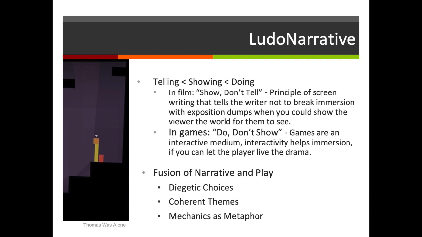Another way of trying to reconcile drama and agency is to use the medium itself. So in films, often we tell people to show, don't tell. Put the information on the screen rather than a big exposition dump. And in games, it's do, don't show. So have the player actually do something. Use the mechanics to tell the story, mechanics as metaphor. Put choices in the game world, diegetic choices, and have coherent themes. If your story is about a certain thing, then that means that the graphics and the audio need to support that choice as well as the mechanics themselves.